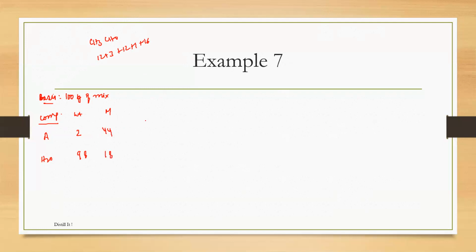Now to calculate the mole fraction of acetaldehyde XA, we are going to take moles of acetaldehyde, that is weight upon molecular weight, divided by moles of acetaldehyde plus moles of water, that is 98 by 18. So we'll get XA is equal to 0.00828.